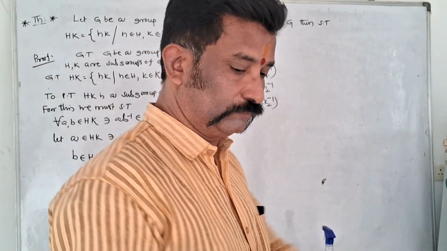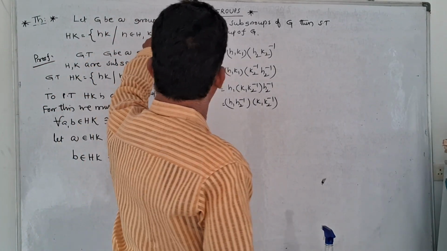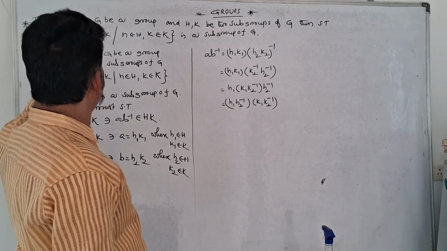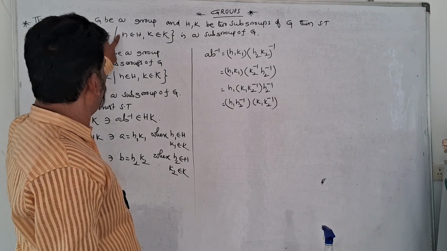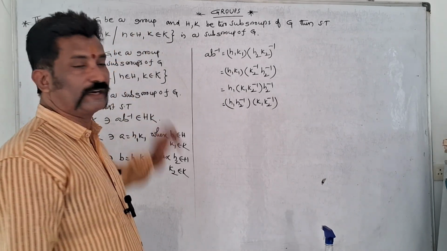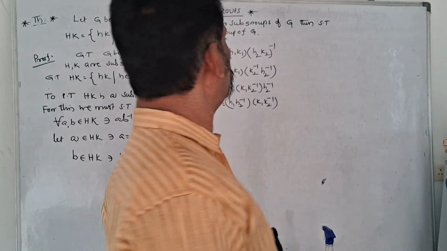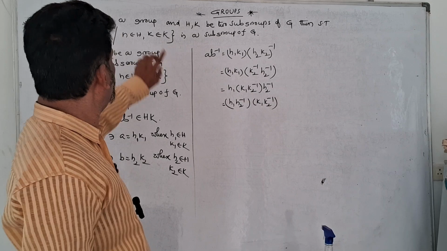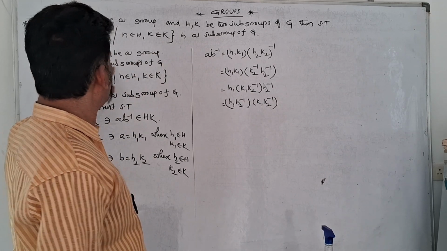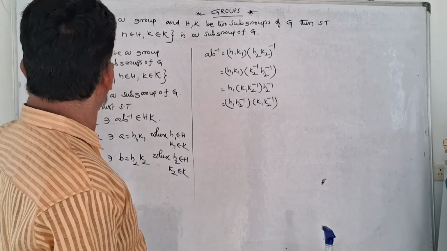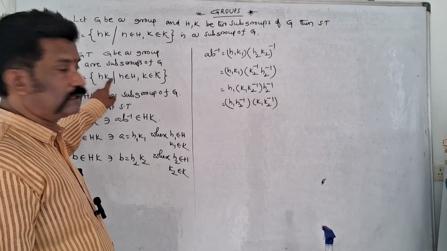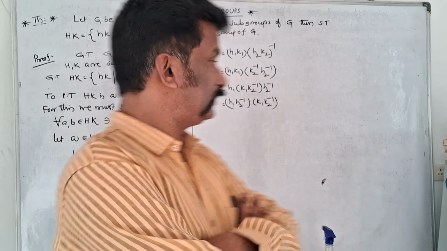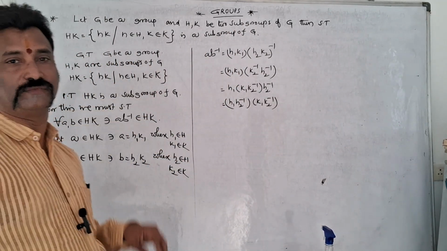This problem is very important. Look at the board. Let G be a group and H, K be two subgroups of G. Then show that HK, equal to the set of h into k where the first element belongs to H and the second element belongs to K, is a subgroup of G. Understood? Given that G is a group, H, K are subgroups of G, and HK is the set of hk such that h belongs to H and k belongs to K. Here we have to show that HK is a subgroup of G.